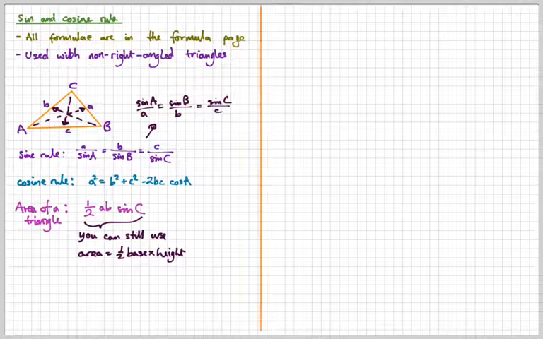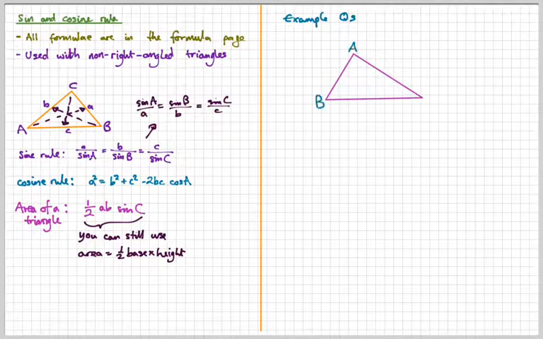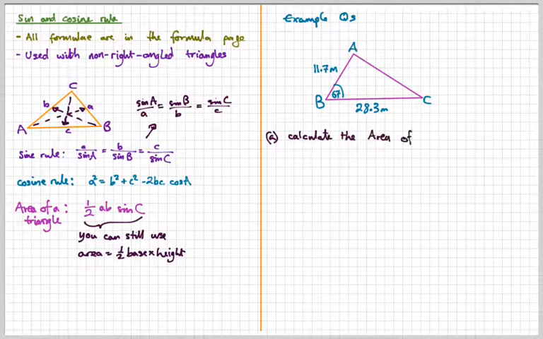Right, we're going to go straight into some questions. So we have this triangle, and we've been given this angle and these two sides. And the question says, calculate the area of the triangle. Okay, now I want you to maybe pause this video and just see if you could work it out using what you know, and then we'll talk about it.